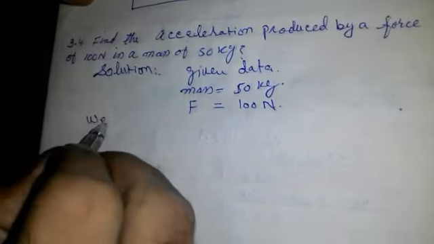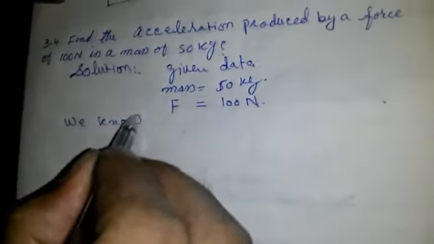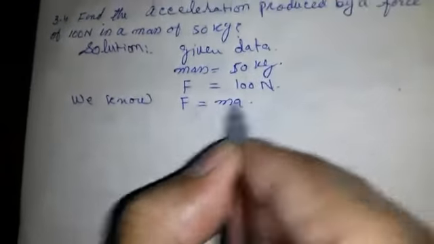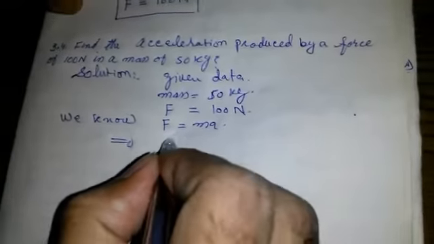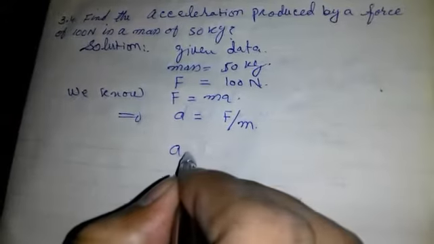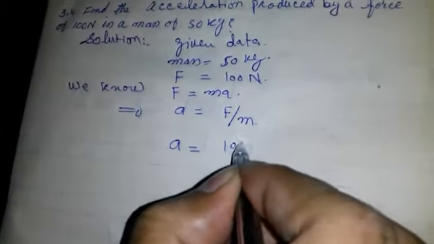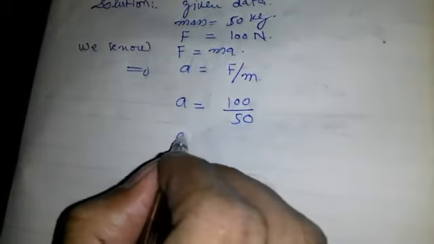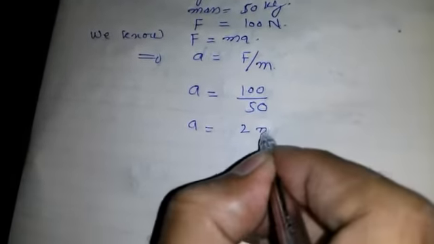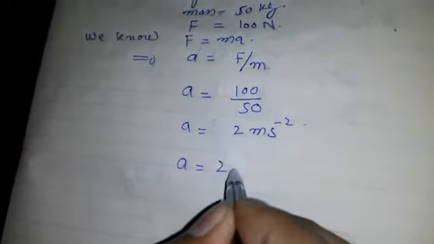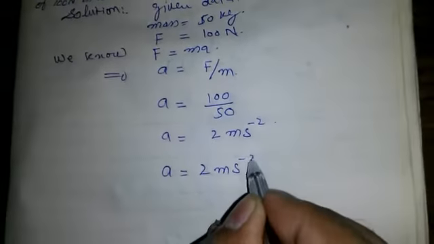We know F is equal to ma. This implies a is equal to F over m. Now putting values, we get a is equal to 100 over 50, or a is equal to 2 meter per second squared.